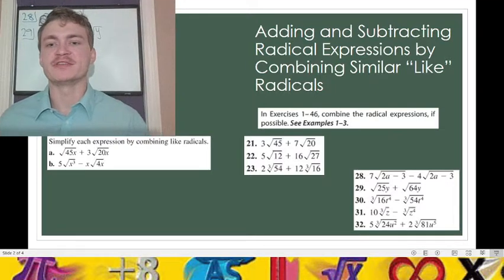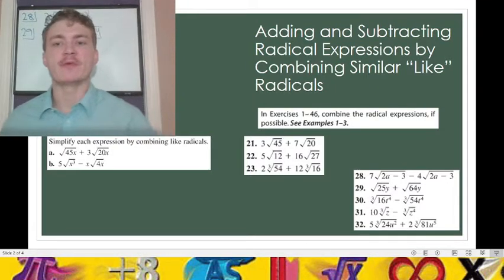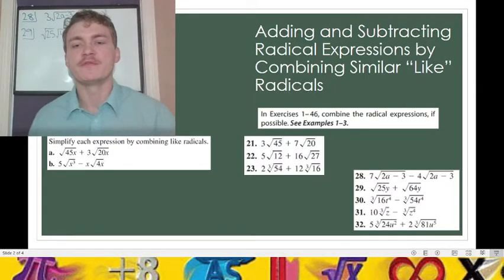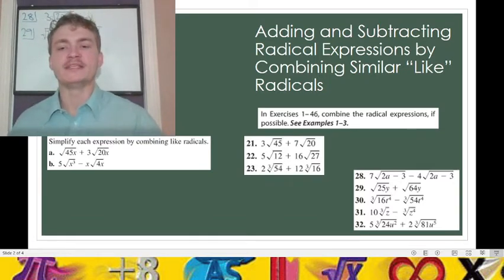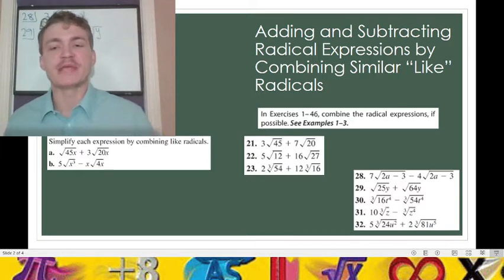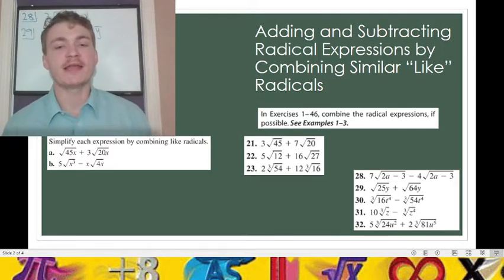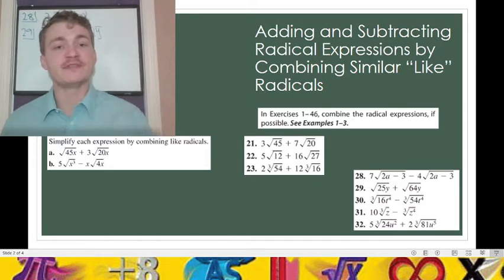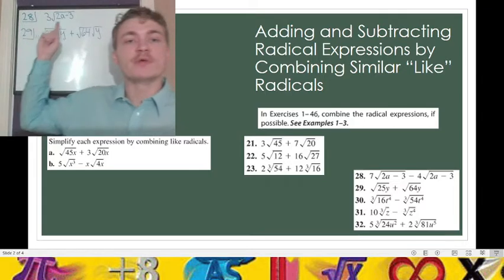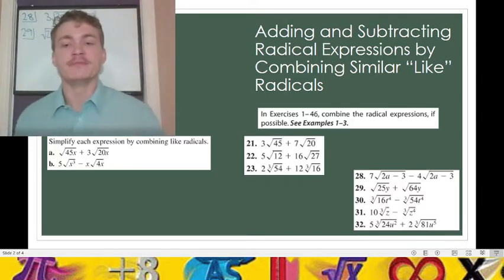For the following exercises 28 through 32, combine the radical expressions if possible. For number 28, we have 7 square roots of 2a minus 3 minus 4 square roots of 2a minus 3. See here that for each of the two terms, our radicand is 2a minus 3, and they are each under the square root. So these are like radicands. We can combine the coefficients, 7 minus 4, which gives us 3. For number 28, we have 3 square roots of 2a minus 3.